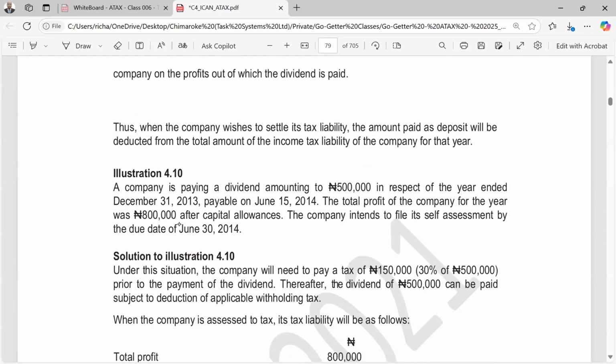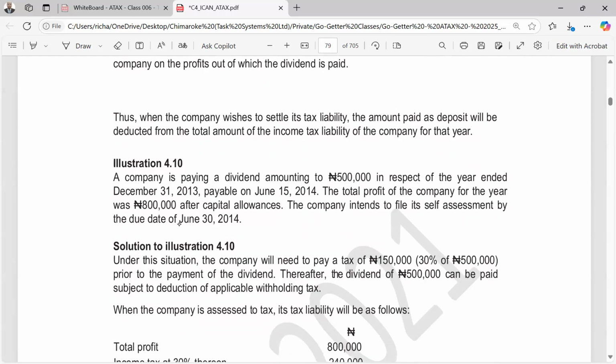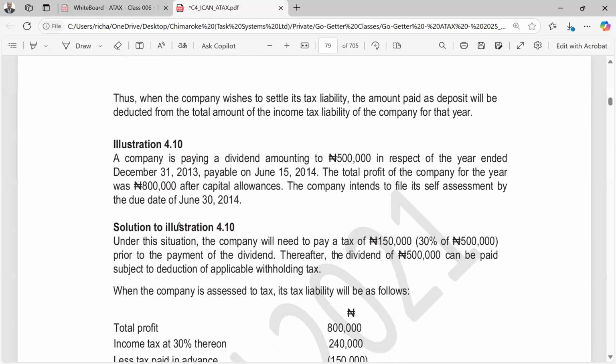Illustration 4.10. Let's look at what it says here. A company is paying a dividend amounting to 500,000 in respect of the year ended 31st December 2013. And now it is payable. The dividend is payable on June 15, 2014. The total profit of the company for the year was 800,000 after capital allowances. So this is the total profit, and this is the dividend that they are paying. The company intends to file its self-assessment by the due date of June 30.